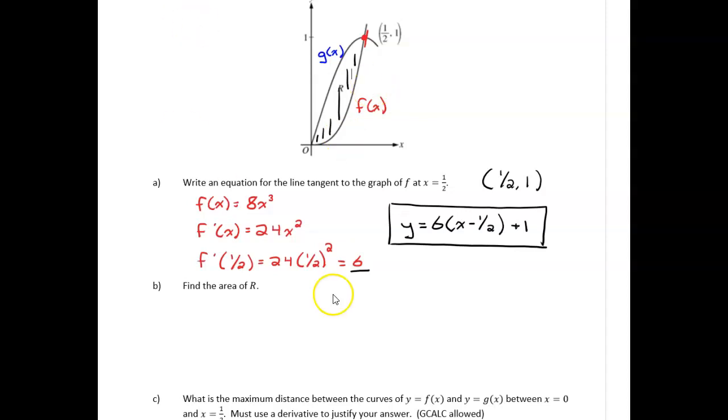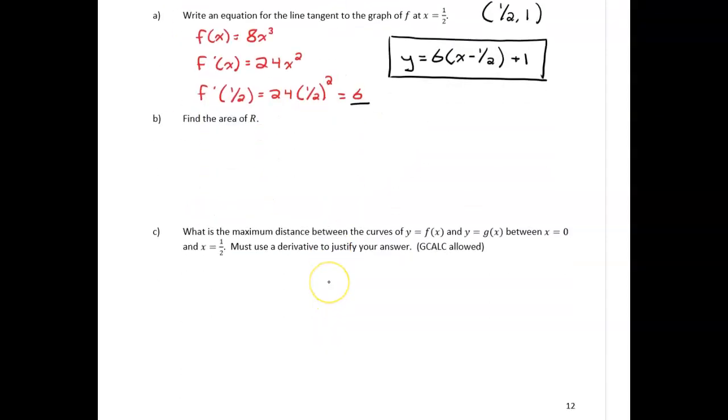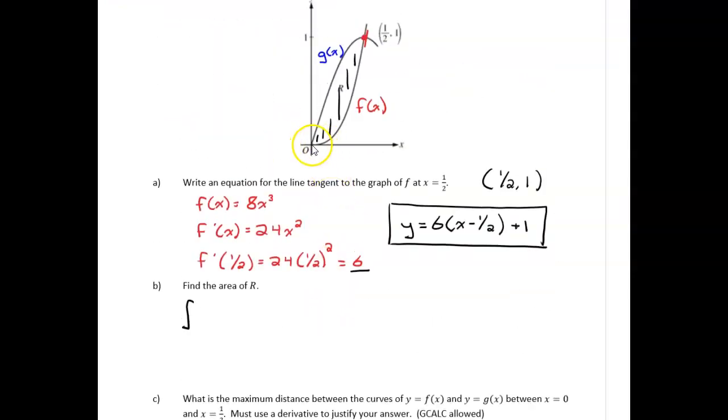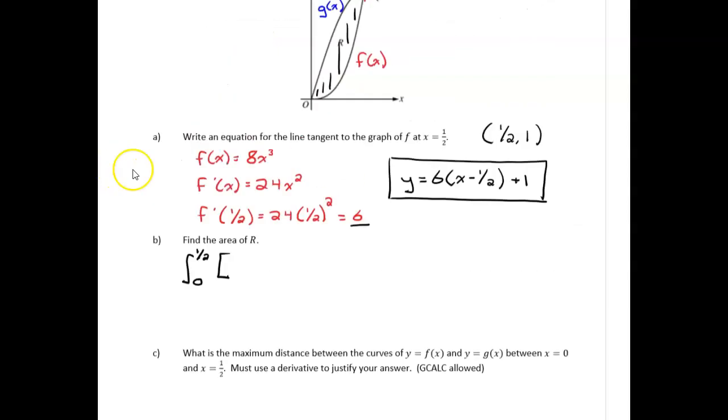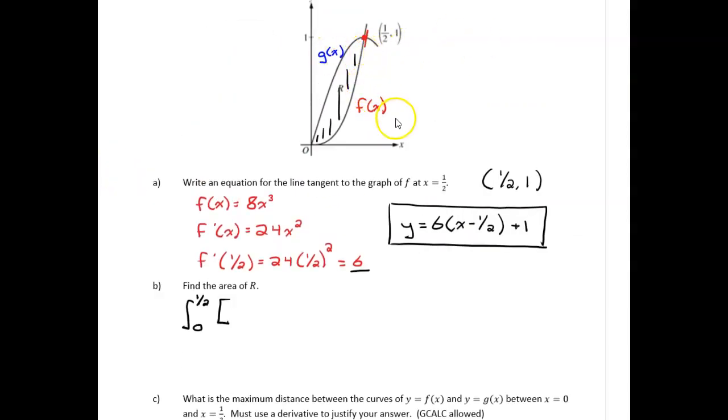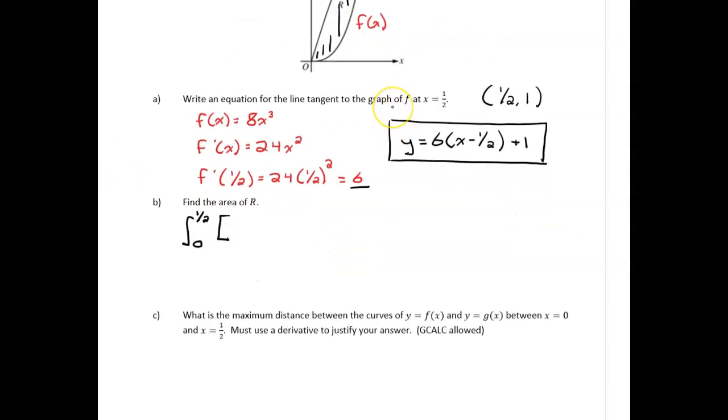All right, so here we go. We are integrating from my x values. I'm going from 0 to 1/2. My higher function is g of x. My lower function is f of x. So I have my integral from 0 to 1/2 of g of x minus f of x. And we are taking our integral with respect to x.